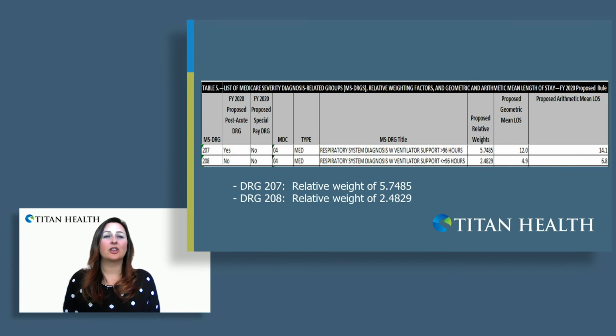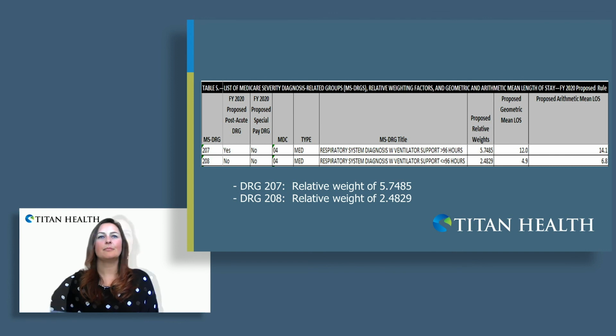And to put this into perspective for you, let's assume you have a commercial payer who pays base times weight, and the base is $10,000. DRG 208 would pay $24,829. And remember, that's for less than 96 consecutive hours. But that same visit, if it was billed with DRG 207, would pay $57,485. That's a difference of $32,656 from just one digit that could be off in your PCS code. Hopefully, this demonstrates to you just why the attention to detail and the audit of these PCS codes is so important to your hospital's reimbursement.